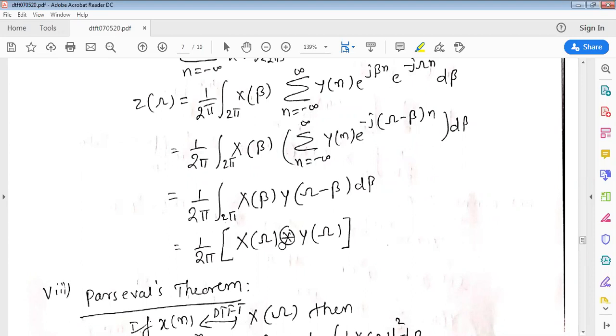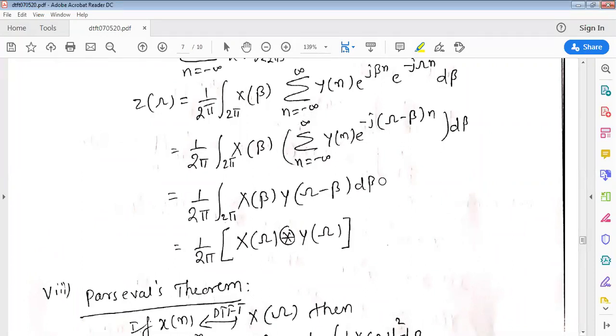Did you follow the proof? Any doubt? Repeat that last step. See here, x of beta, this you understood? x of beta into y of omega minus beta d beta. Did you follow this step? Yes, sir.